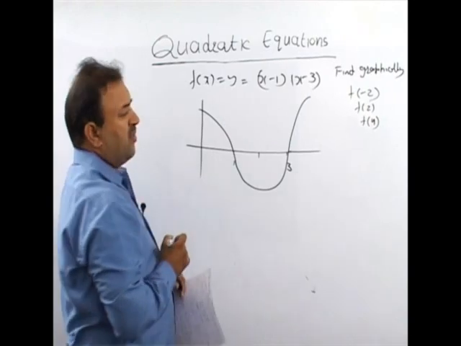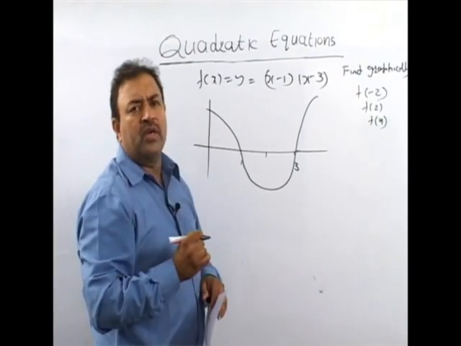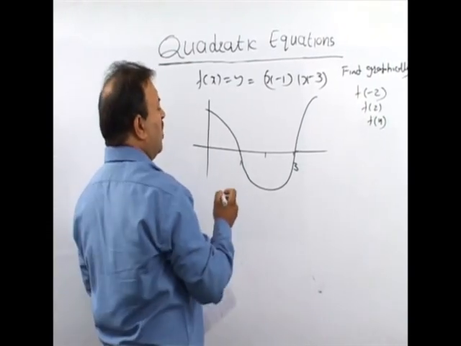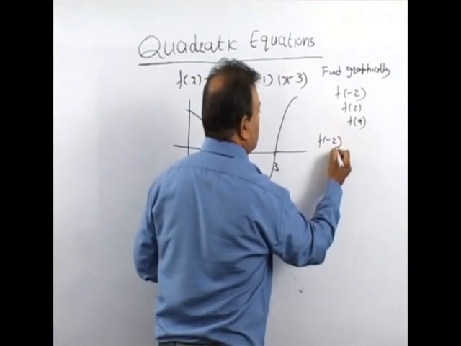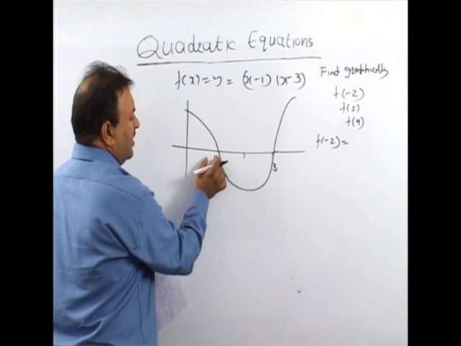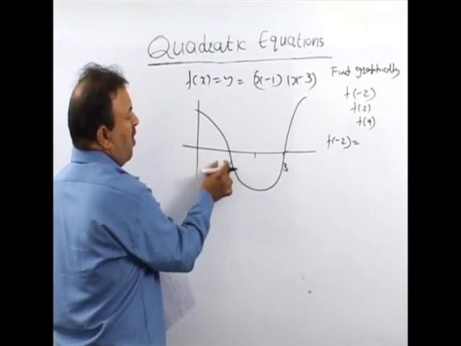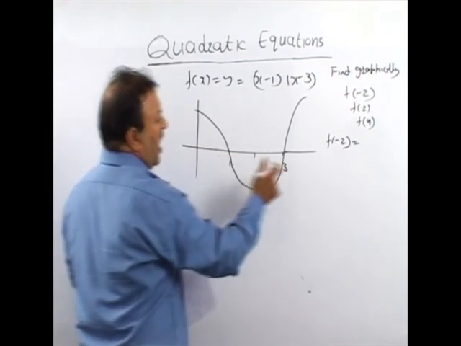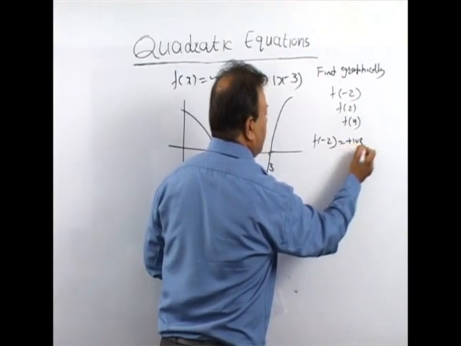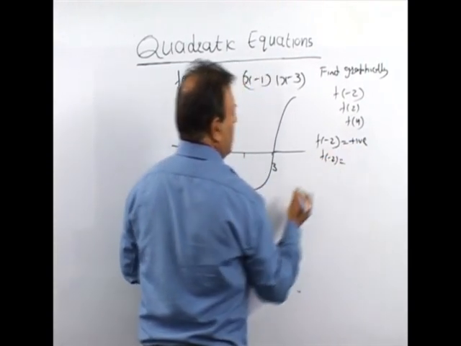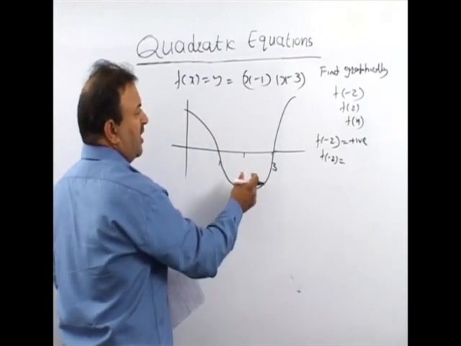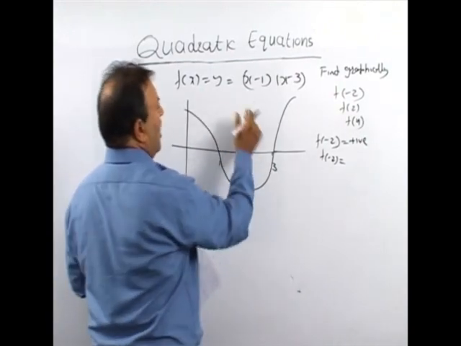Now, if we have been told to find the value of f(-2), what will it be? f(-2) lies on the left side of 1 on the parabola, so f(-2) will come out to be positive. And the way to calculate it is the same: we substitute.